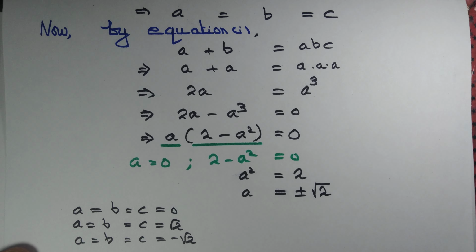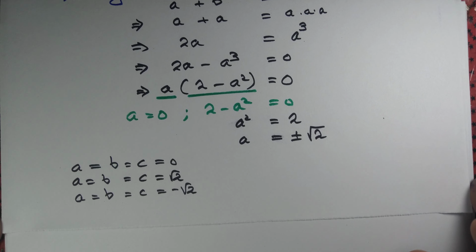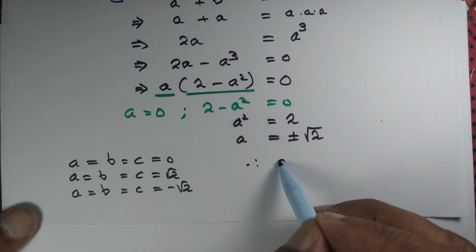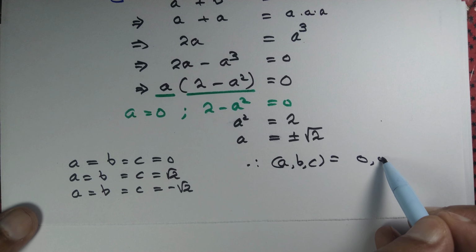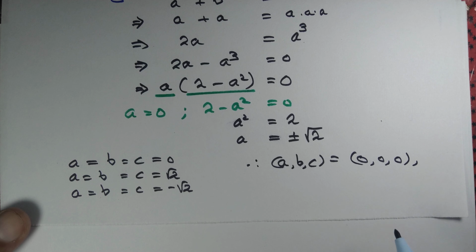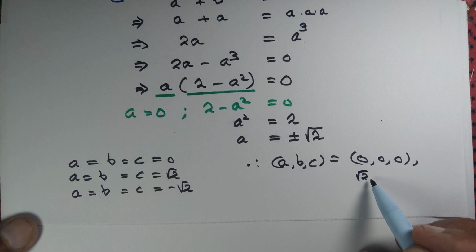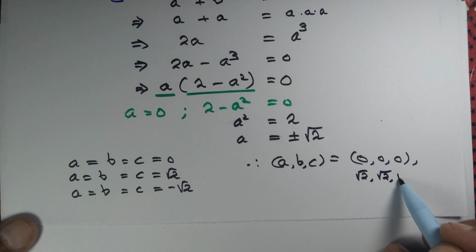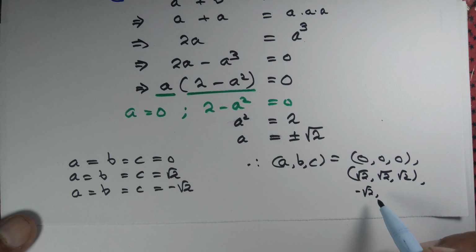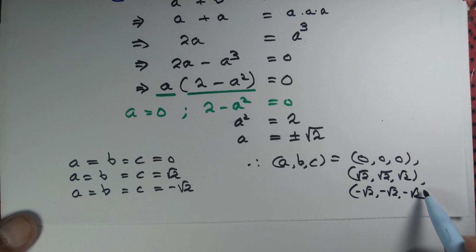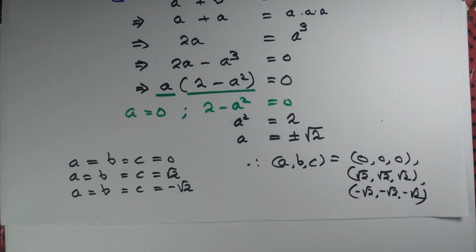Therefore, a, b, c are given by: a, b, c equal to 0, 0, 0, or root 2, root 2, root 2, or lastly minus root 2, minus root 2, minus root 2. So you got 3 pairs of solutions and that's it.